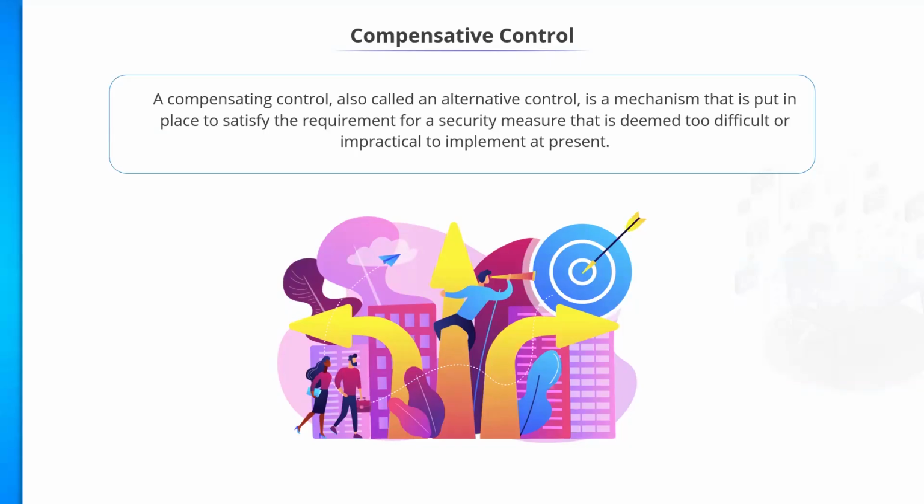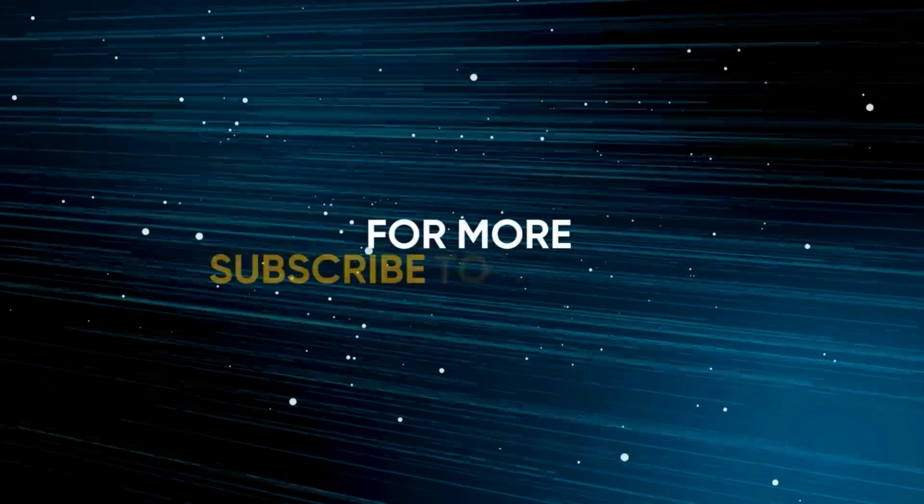A dog is also a security control, but you cannot have a dog here. So what compensatory measures can you take? You can buy a security alarm, a system which has an alarm with the barking of a dog. So you see, it's a compensatory control.